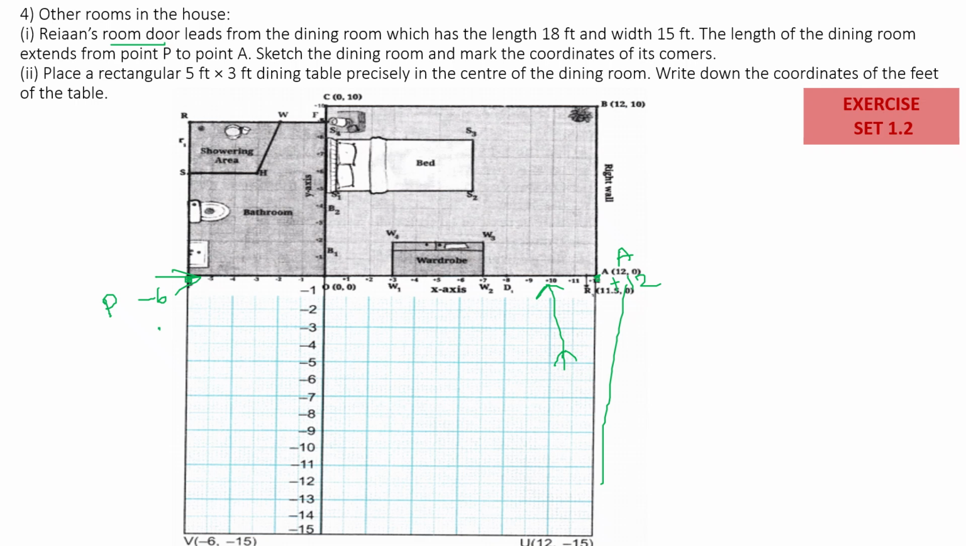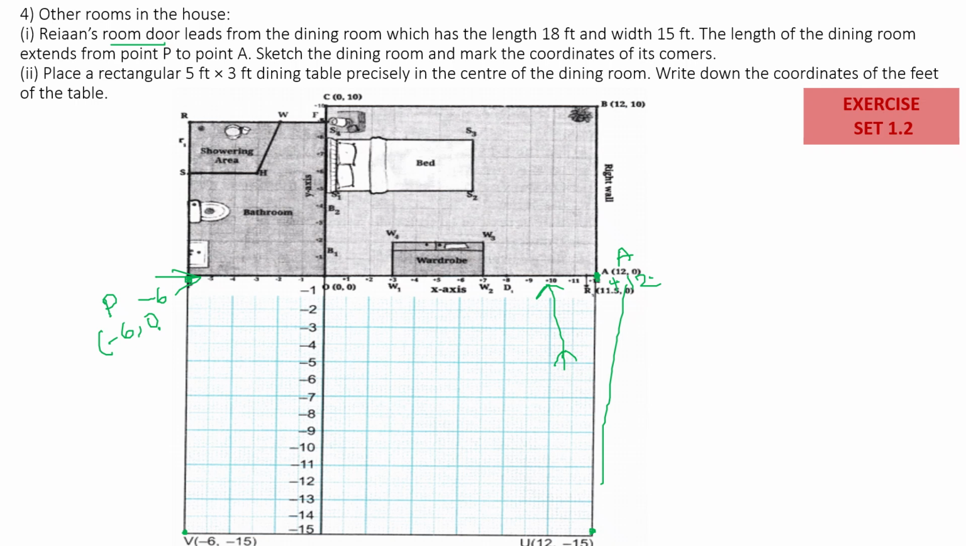And sketch the dining room and mark the coordinates of its corners. What is the meaning? We are going to make these 4 coordinates. Over here one coordinate is there already, which is A, 12 comma 0. And this is the coordinate P: minus 6 comma 0. Over here it is V, which is minus 6 comma minus 15. And over here this is given as U, which is plus 12 comma minus 15.